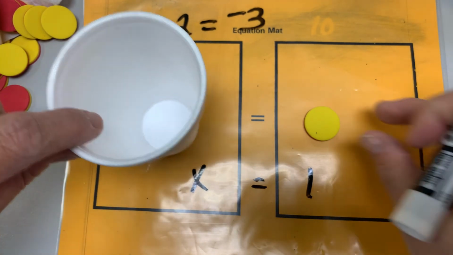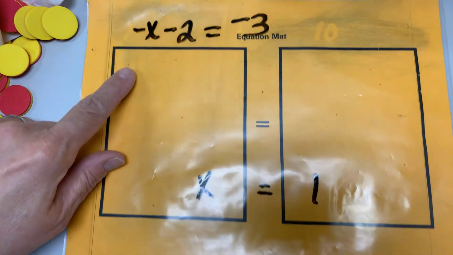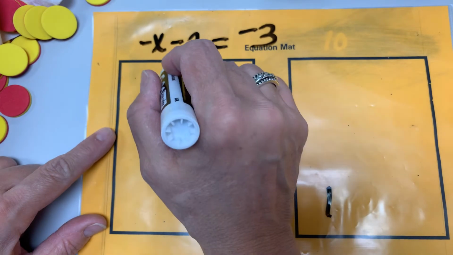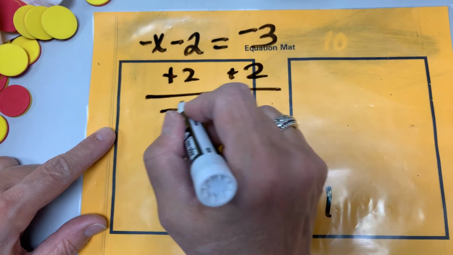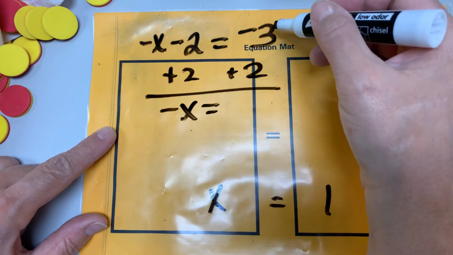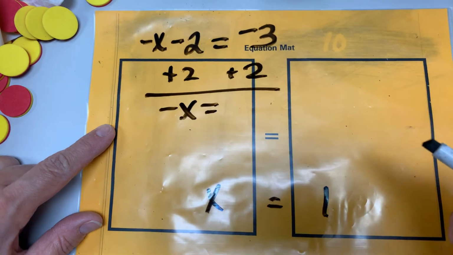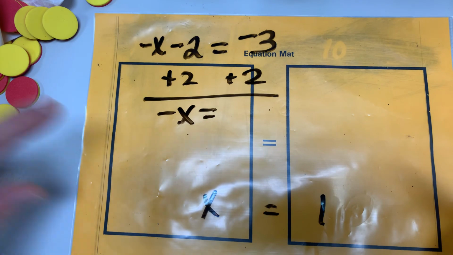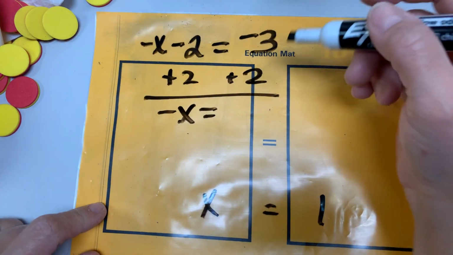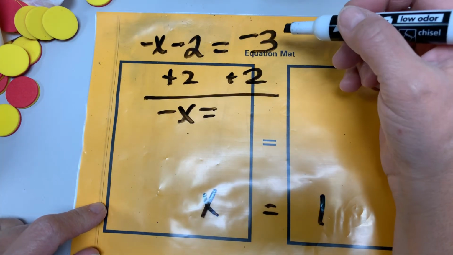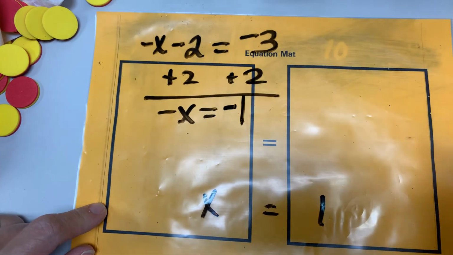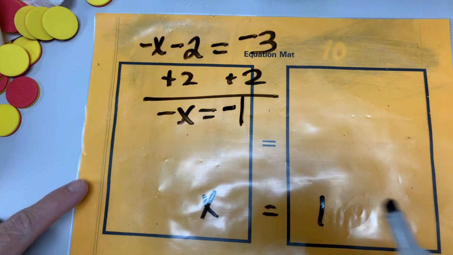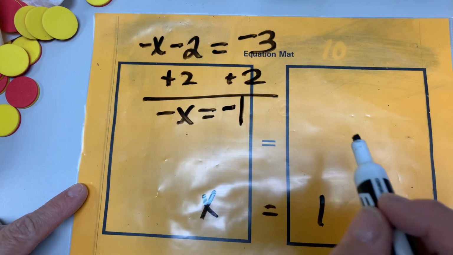Now, I'm going to do it with the algorithm. If this was our problem, I'm going to add 2 to both sides. That's going to give me negative x equals negative 3 plus 2. Those are opposite signs, so you have to subtract. So 3 minus 2 would be 1. 3 is a larger number with the absolute value, so that's going to be negative 1. And so this is the opposite of x equals negative 1.